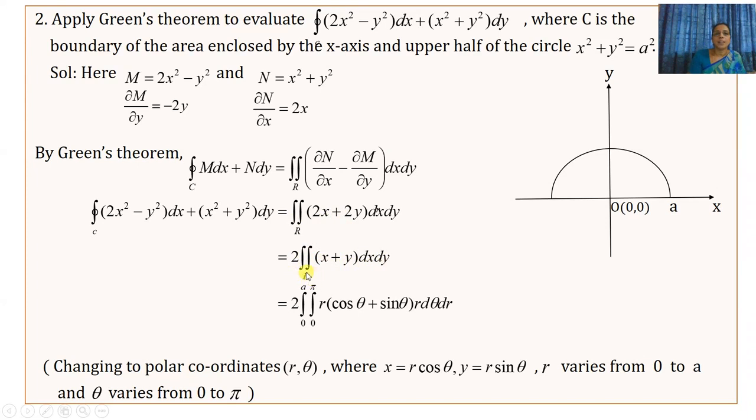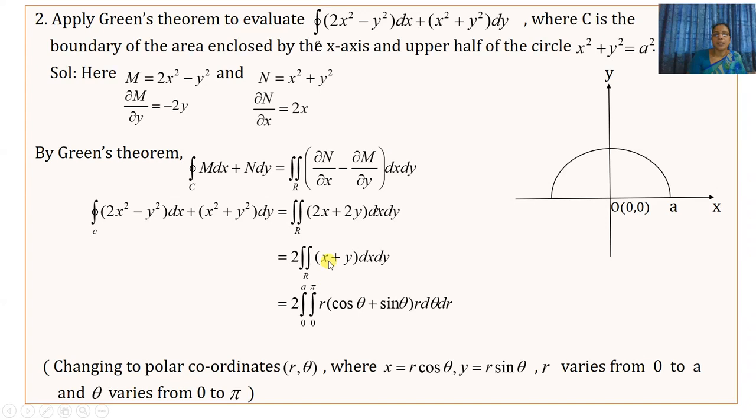Now coming to the plane region R, what is the region R here? It is nothing but the area enclosed by the x-axis and the upper half of the circle x² + y² = a². We know that x² + y² = a² is a circle whose center is the origin and radius a. And it is given only the upper half of the circle here. So let us plot only the upper half of the circle, and from this region, we have to write the limits now.